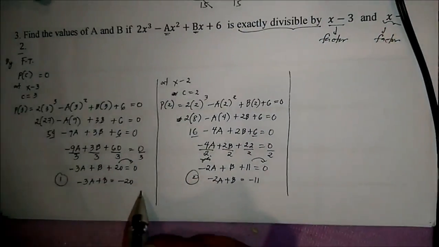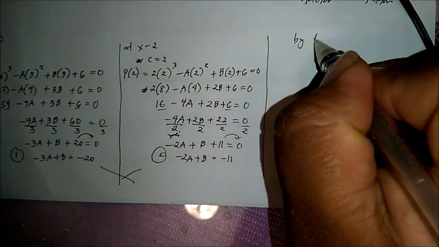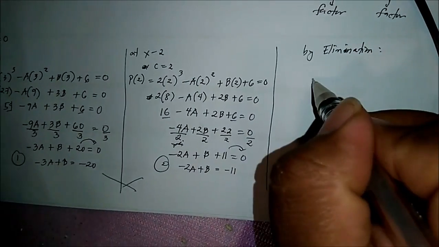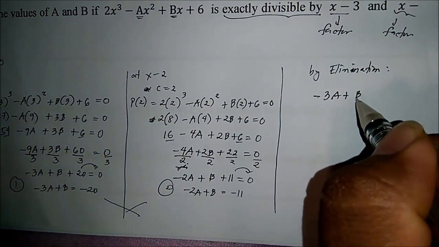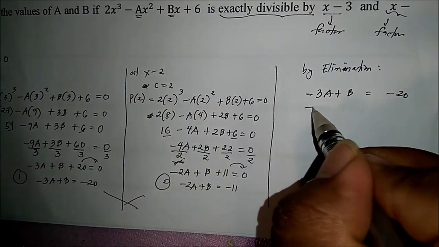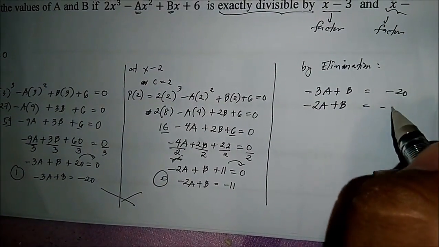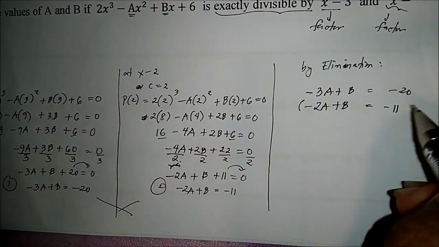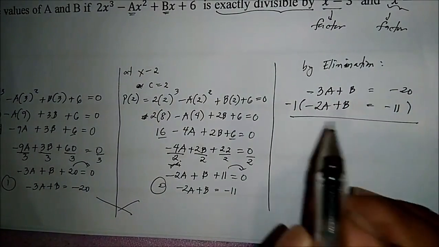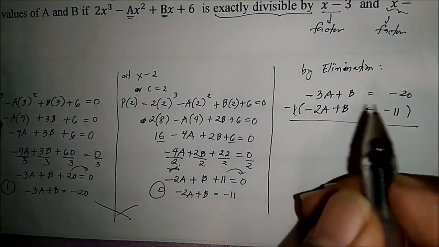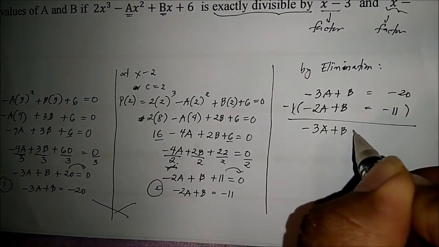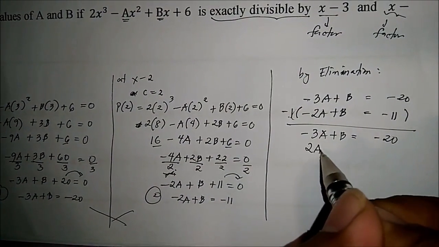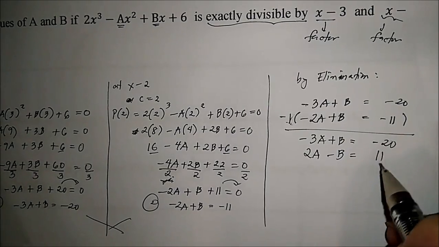So, ang susunod natin na gagawin is solve for a and b using elimination. Okay? So, I have the equation 1, negative 3a plus b equals negative 20. And the equation 2, negative 2a plus b equals negative 11. Okay, now, let's try to eliminate b. No? Mas madali kasi mag-eliminate pag magkaiba ng sign yan. So, mag-multiply tayo ng negative 1 sa second equation. Multiplying the second equation by negative 1, we have positive 2a, negative b, and positive 11.